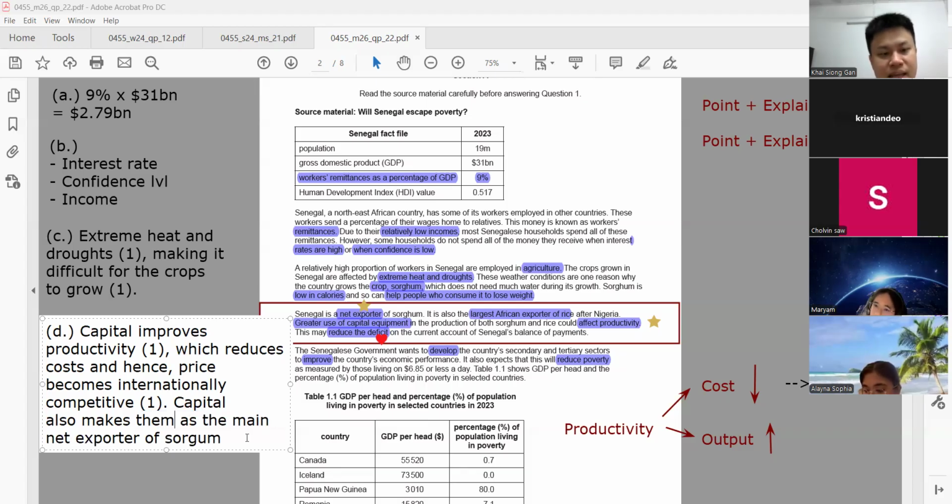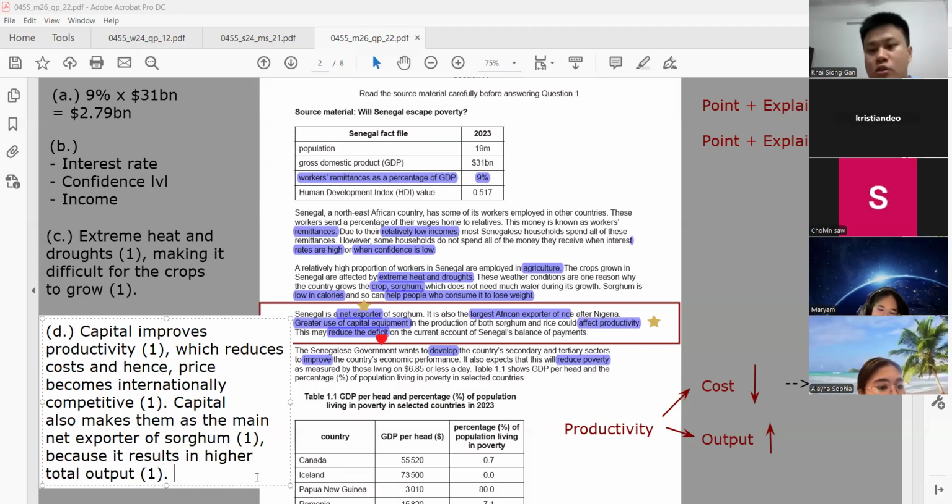Makes them the main net exporter of sorghum. Okay, 1 mark because you talk about net exporter, because it results in higher total output. Why do I suddenly talk about higher total output? Because productivity will reduce cost and increase total output. So more to be sold, more can be exported. Because it results in higher total output, or higher total exports, which can be sold to other countries. If you want to write that, you also can. Higher total output to be exported.